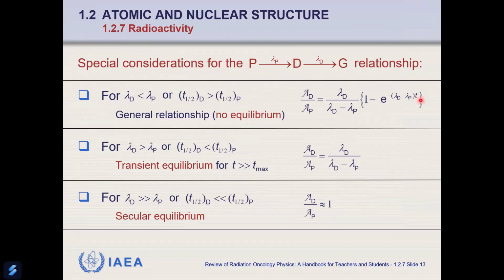And you just have this general equation that we had earlier on. Now, the second case is when the daughter activity is now less than the parent activity. In this case, we have what we call transient equilibrium. I want you to also look at what the graph for transient equilibrium looks like and what the graph for secular equilibrium looks like.